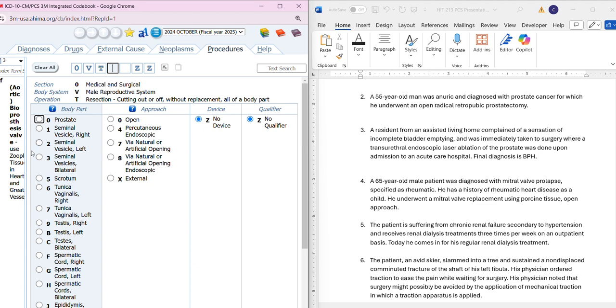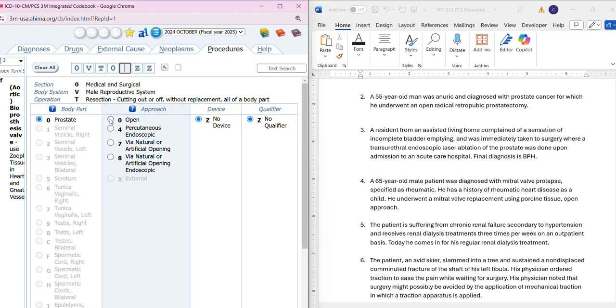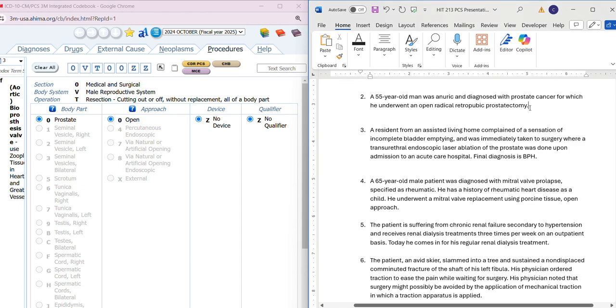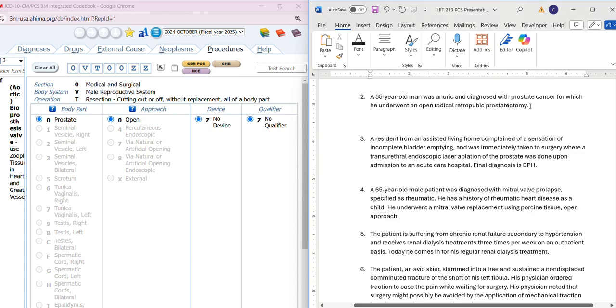So that's T. And then obviously, what are we cutting out? The prostate, so that's going to be 0. It's going to be an open approach, because it says it right here, open. And there are no devices and no qualifiers. So this is going to be 0VT00Zz, Z as in zebra. All right, moving on to number 3.